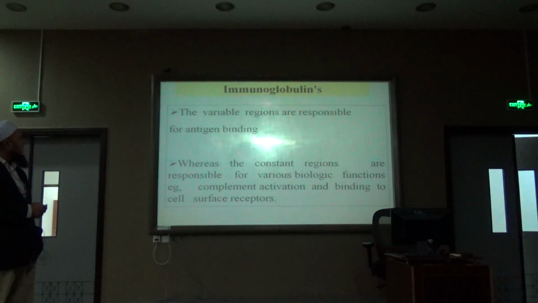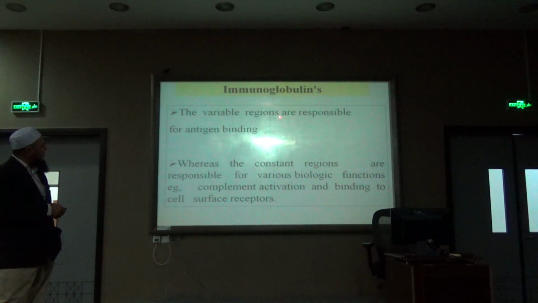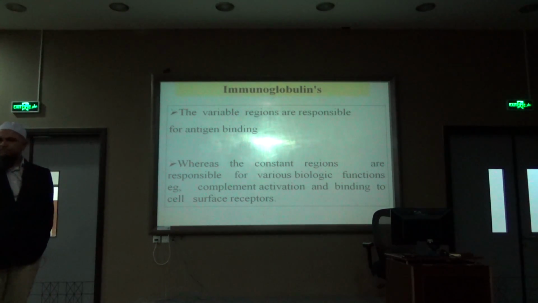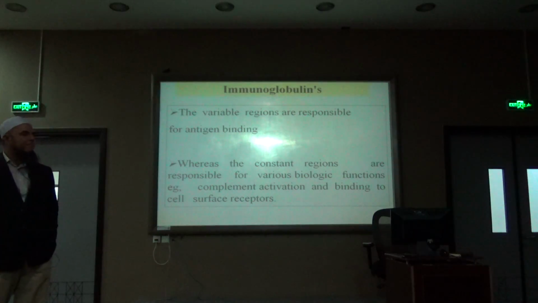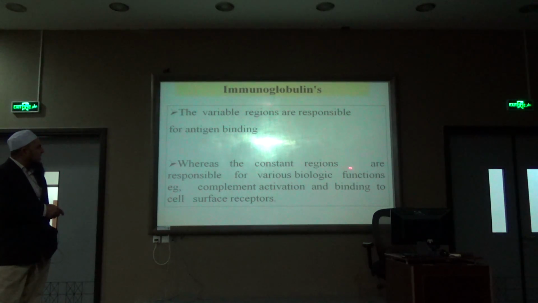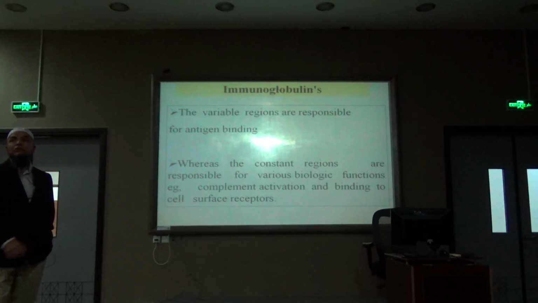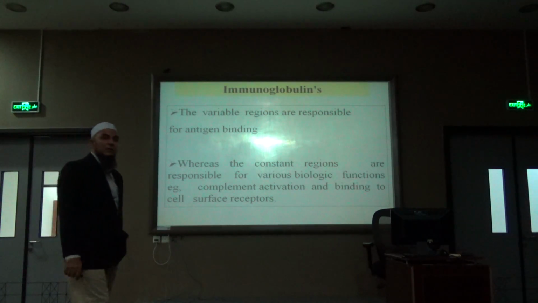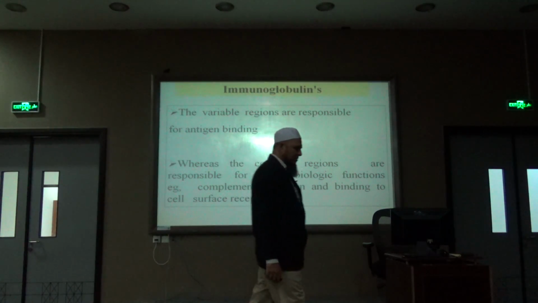Now, the variable region is the region responsible for antigen binding, because it is at the top. The constant region is responsible for various biological functions. The main important things are complement activation and binding to the receptor.